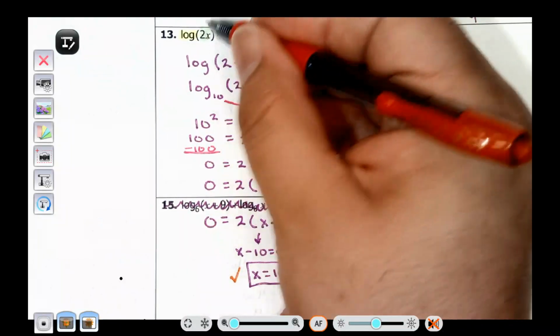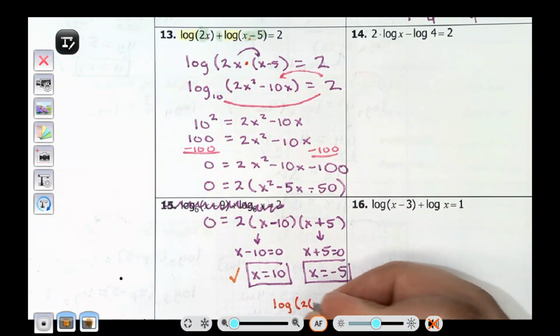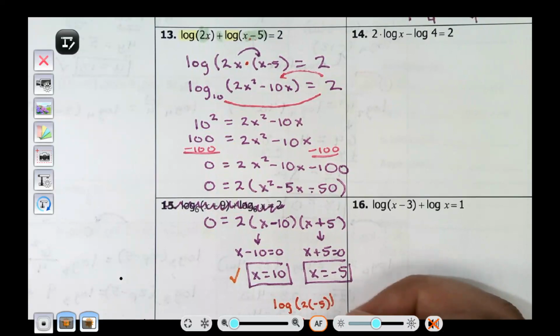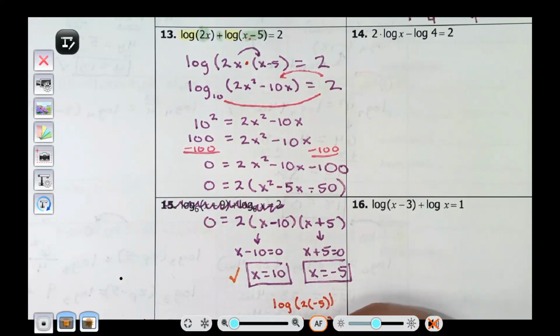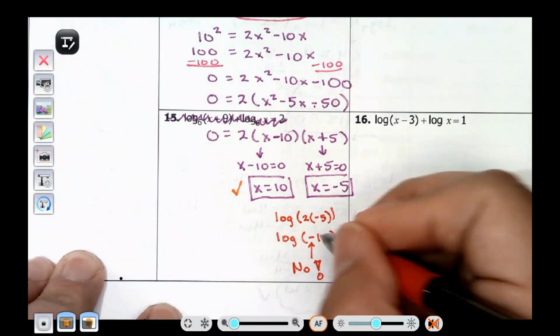2 times negative 5 is negative 10. You see, look at that. When I'm checking it, 2 times negative 5 is the log of negative 10. There you go. That's not going to happen. That should not be happening. We can't have a negative. So what does that mean?